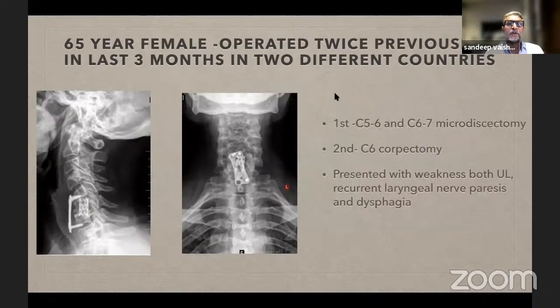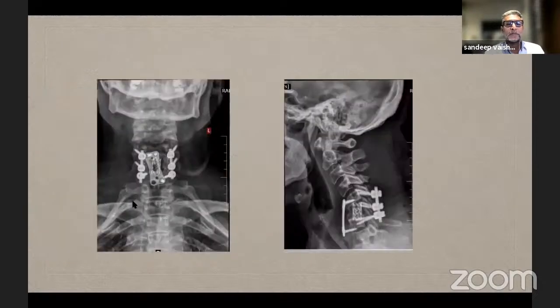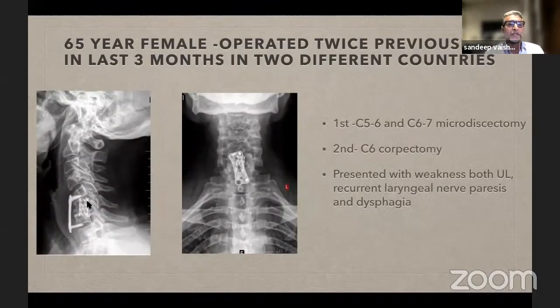Again, this was a 65-year-old female who was operated in 2 separate countries, one in one moderator's country and the other in the other moderator's country. In the first surgery, a C5-6 and C6-7 discectomy was done, after which she had a complete collapse of C6 bone, after which a corpectomy was done and the cage and plate were fixed.